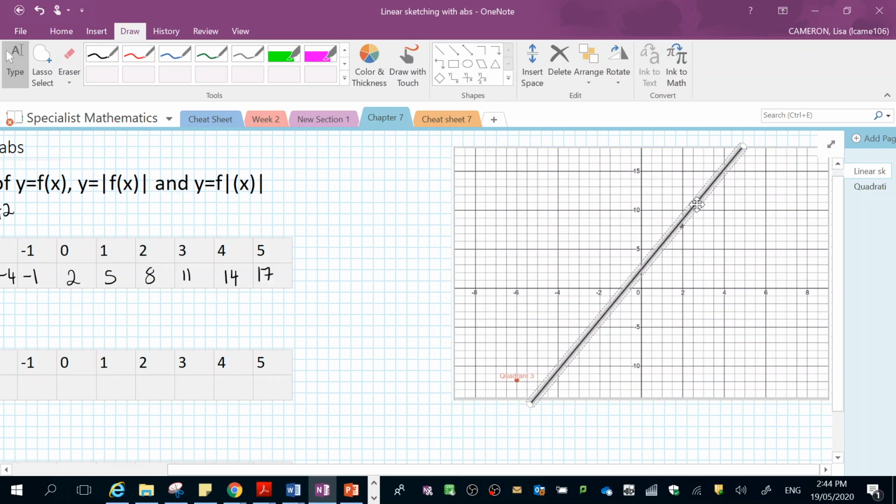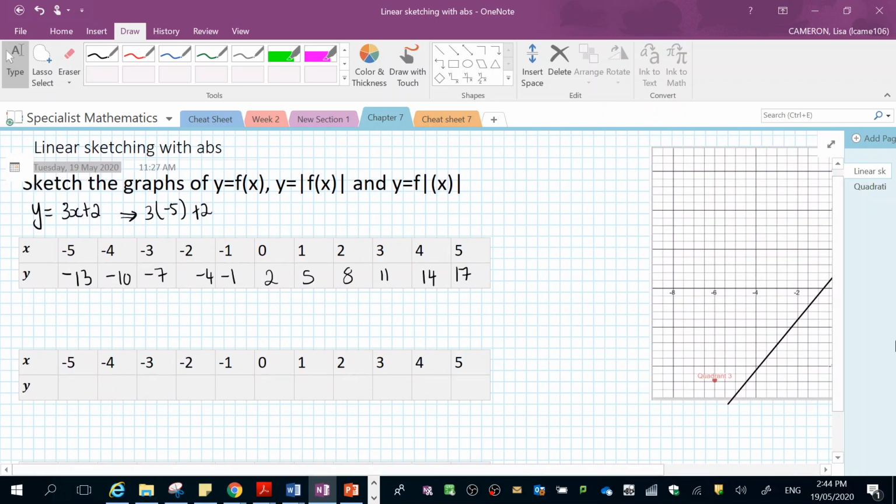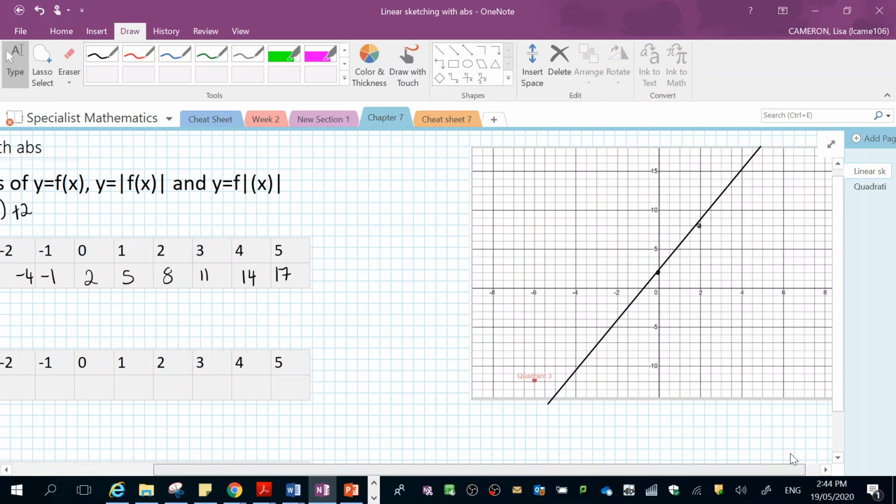Okay, so let's just pretend that I've hit those coordinates perfectly. Okay, so that's what it looks like when I sketch f of x, just normally how we would sketch a linear function. The next thing that I want to show you is what will occur if I sketch the absolute of f of x. Now, for this to really have the full effect, I want you to see what effect it's having on the y-axis, what effect it's having on the x-axis.